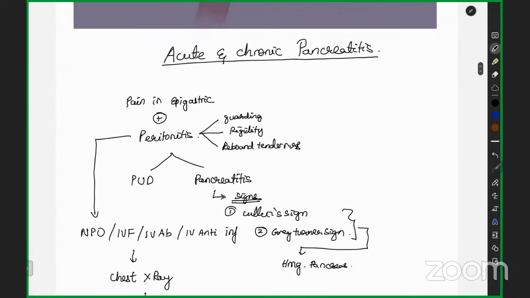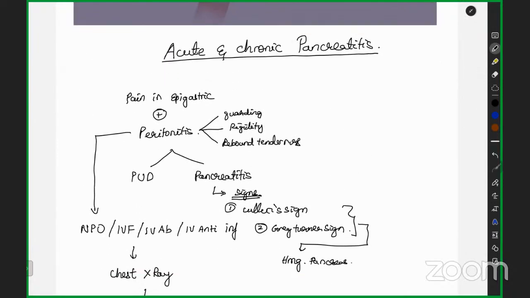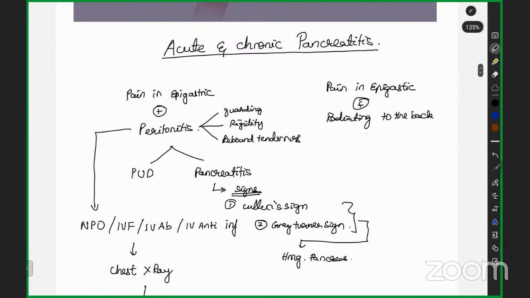Similarly, whenever the patient comes to you with pain in the epigastric region or peritonitis, you're going to suspect either peptic ulcer disease or pancreatitis. There is another presentation: pain in the epigastric region, but now the pain is radiating to the back. The question can be framed like this, and in that case also you're going to do the same thing.